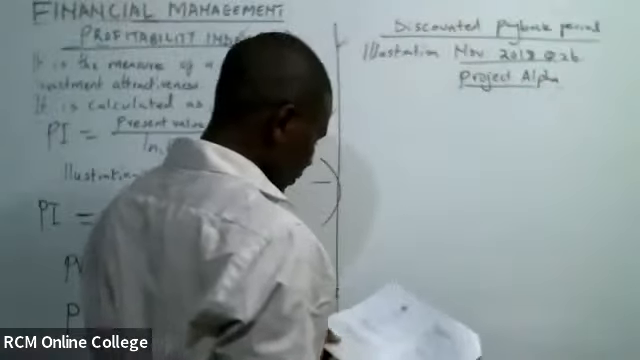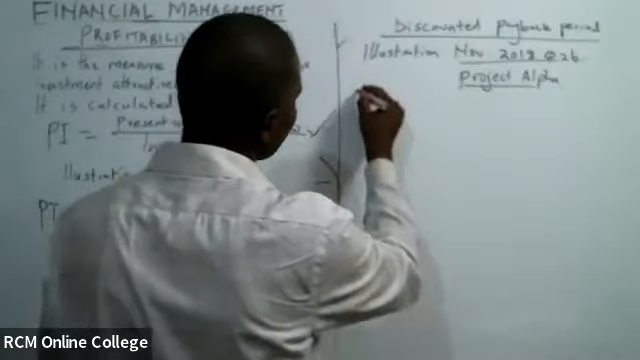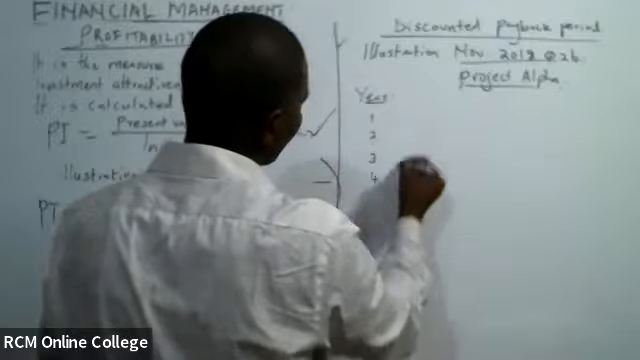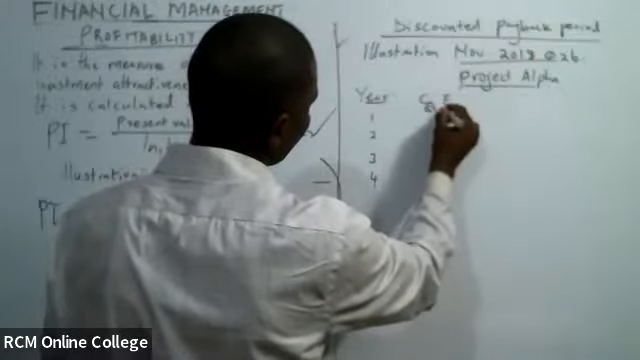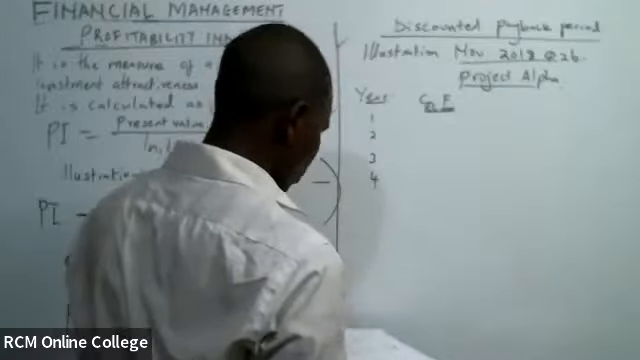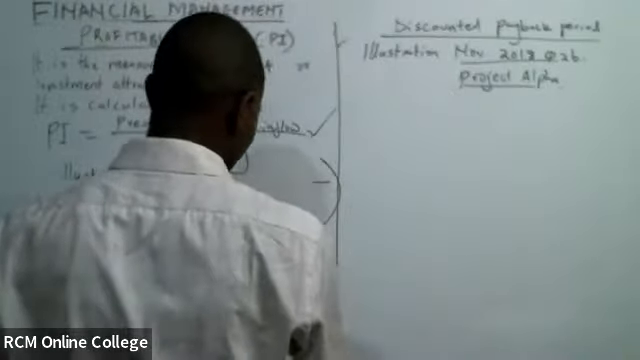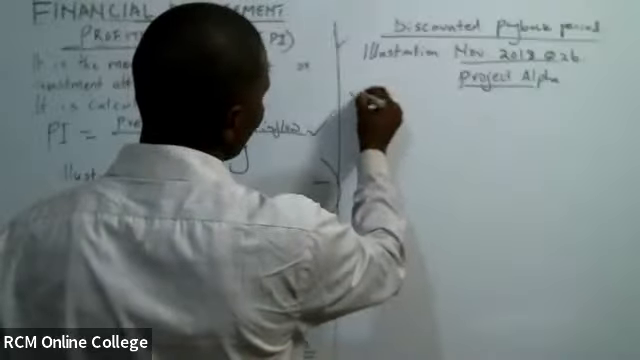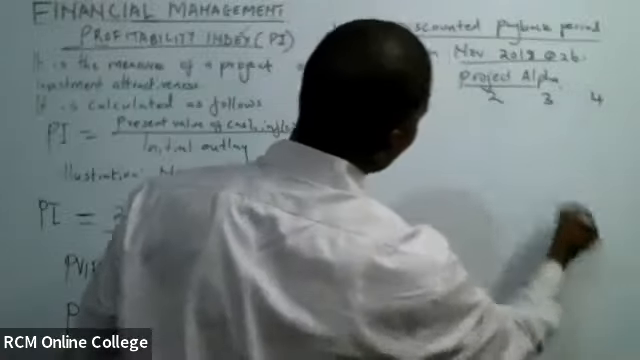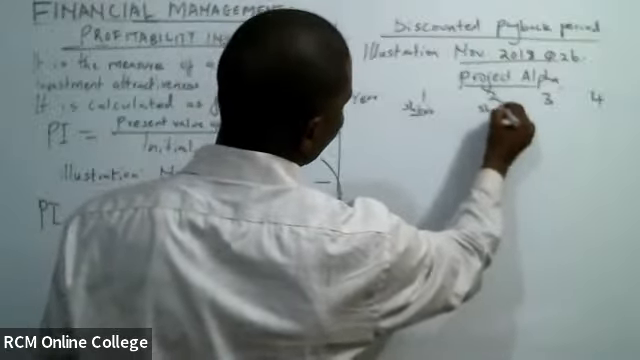Project Alpha. I can see this project has 4 years. So the first thing, we identify our years here: Year 1, 2, 3, and 4. Then the cash flow here, in shillings, can be 1,000. Let's use the other way. Let's use horizontal. Here, 1, 2, 3, 4. I think horizontal will help me to solve it correctly.